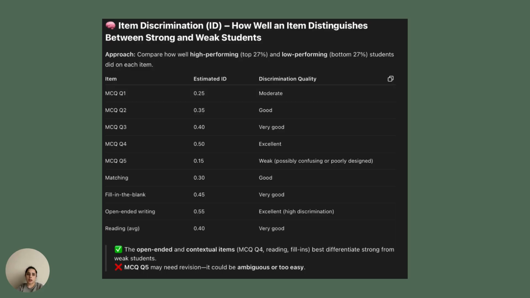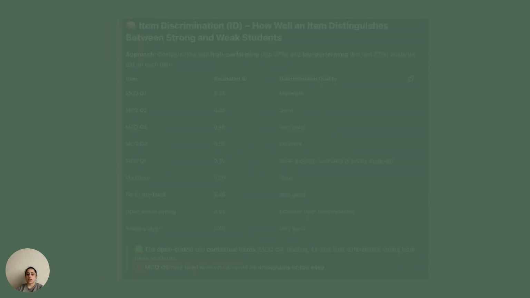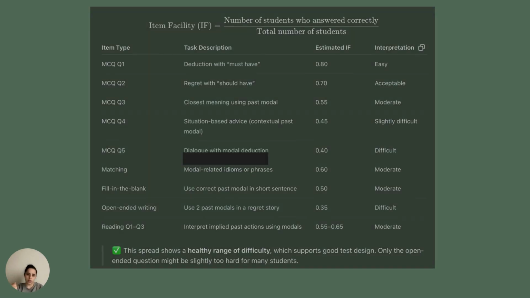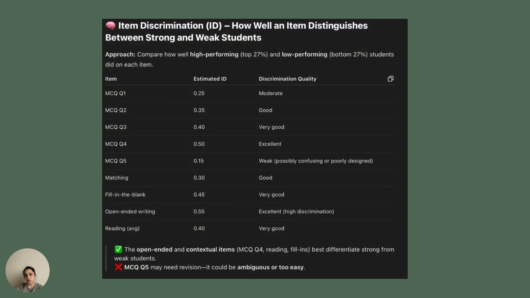Let's look at the item discrimination. It says how well an item distinguishes between strong and weak students. Actually, for this test, we can say how it is really difficult or easy to answer. For this one, we just look at the students' performance on each item.